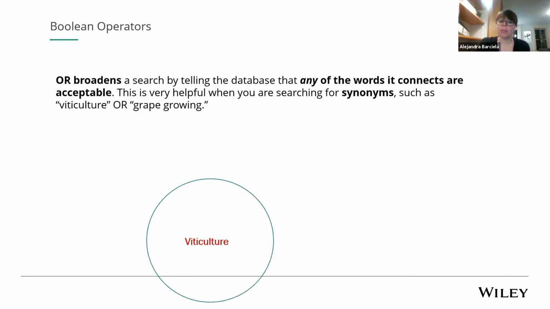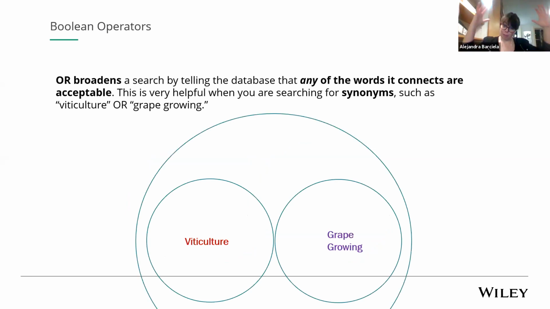If I'm using or, I'm grabbing a larger area, right? Because I'm giving myself more options here. In this case, a wine-related example: if I'm interested in viticulture, but also grape growing, because I feel they're both similar and related, I'm just going to use both terms, and I'm going to use the Boolean operator or.